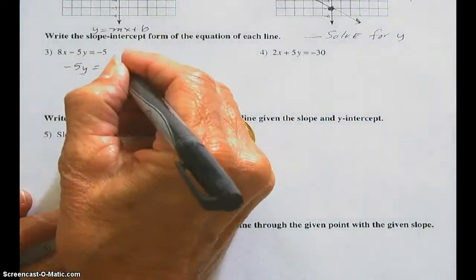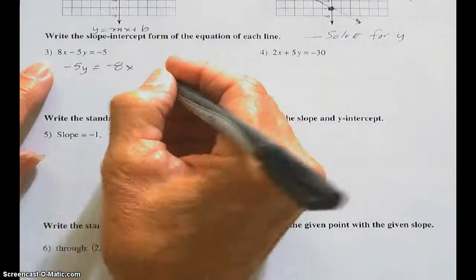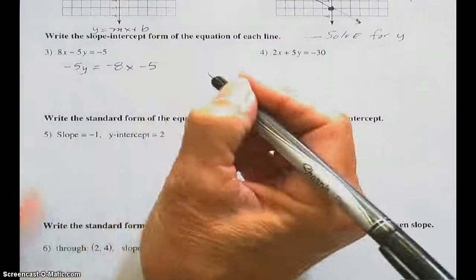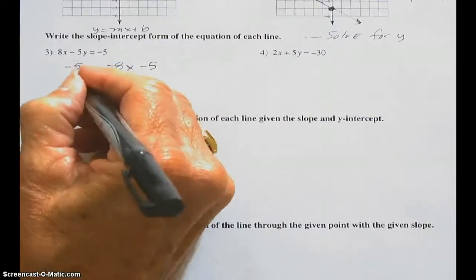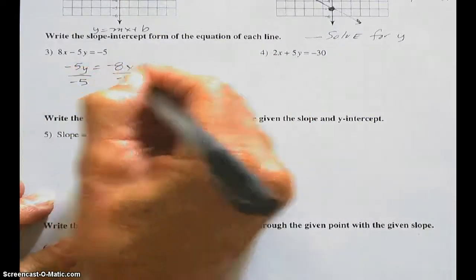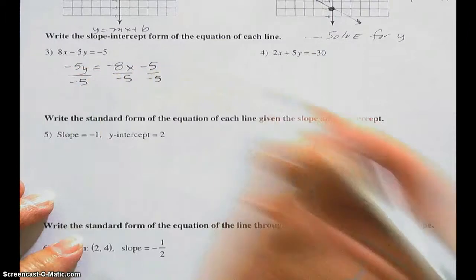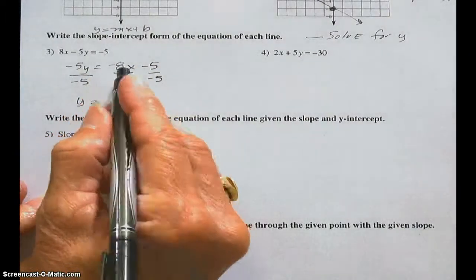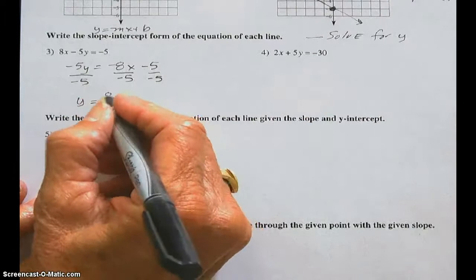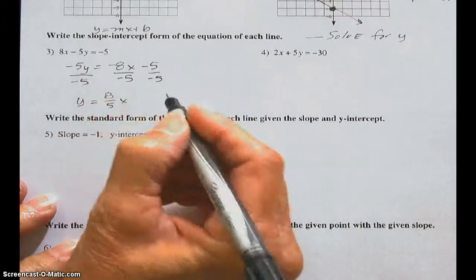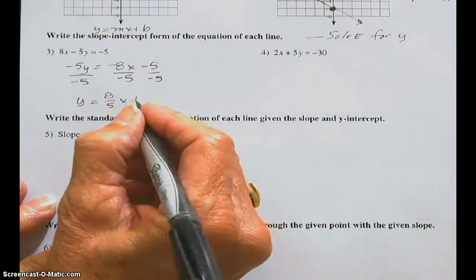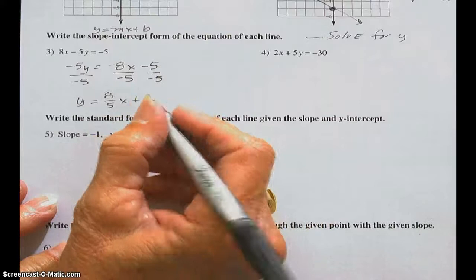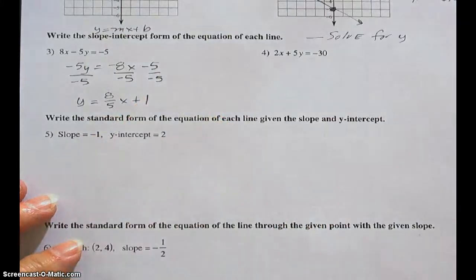So if I subtract off 8x on both sides, now I need to divide through by that negative 5. And last, we just clean it up. So y equals what? A negative divided by a negative will be a positive 8/5 x. A negative divided by a negative is a positive, and 5 divided by 5 is equal to 1.